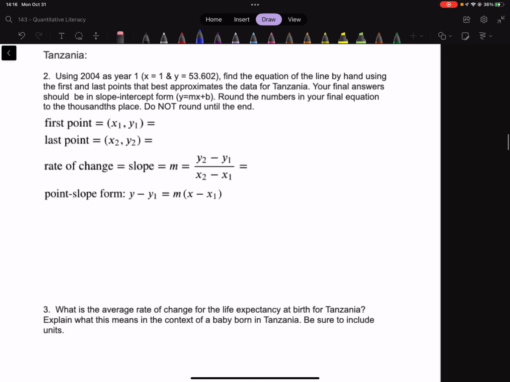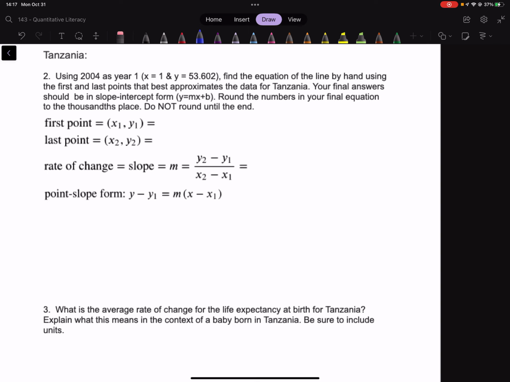All right, so it says using 2004 as year one, and they go ahead and give us the y sub 1 as well. It says find the equation of a line by hand using the first and last point that best approximates the data for Tanzania. Your final answer should be in slope-intercept form. They want us to round the numbers in our final equation to the thousandths place, but do not round until the end.